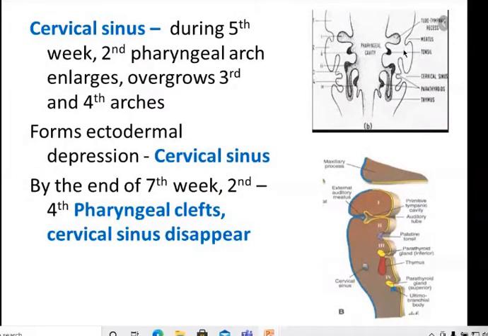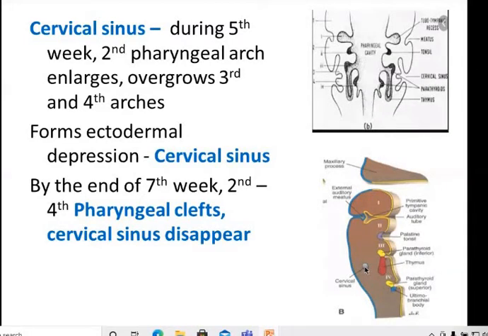How does the cervical sinus form? The second pharyngeal arch starts to enlarge and it overgrows the third and the fourth arches. When it overgrows, here you can see, this is the ectoderm, isn't it? The external part is ectoderm. So here there will be formation of a depression, which is known as the cervical sinus. Here you can see the endodermal part, the yellow colored part, the mesoderm, and this is the ectodermal part. So this is the cervical sinus here.